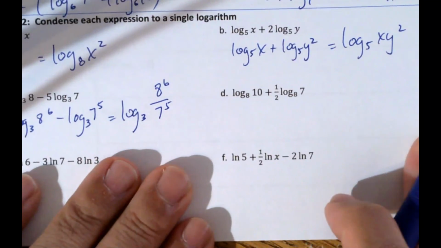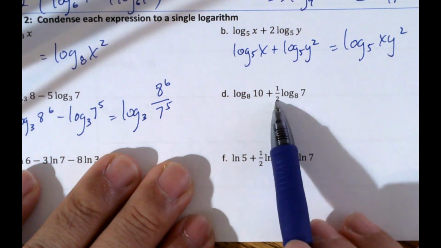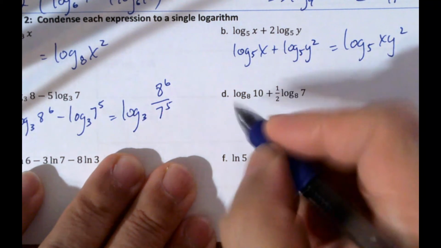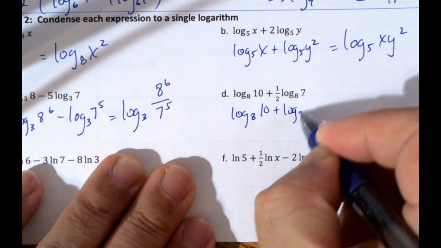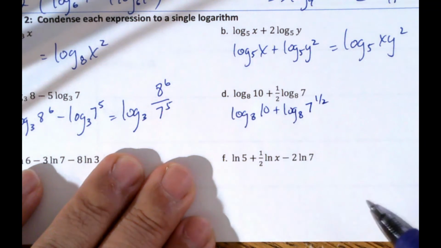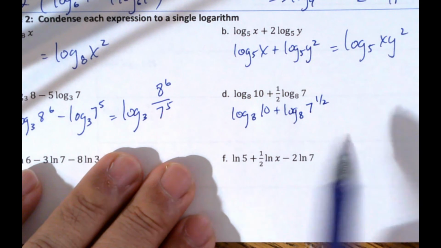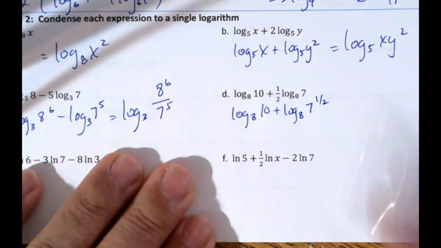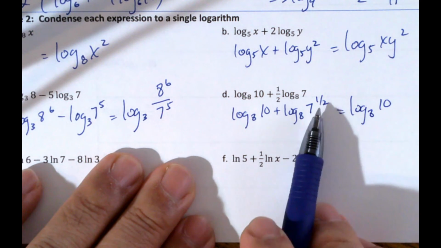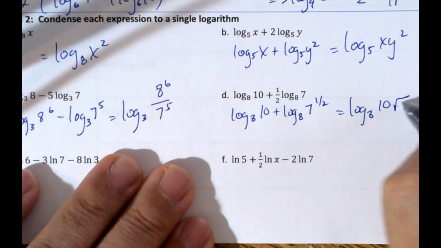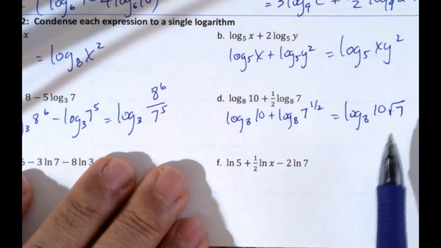That's it. D. All right, so here I have the 1/2. I'm going to move it as an exponent. So it's log base 8 of 10 plus log base 8 of 7 to the half. And you could just write that as a square root. And there's a plus sign, so that means you're going to write it as a product. So it's log base 8 of 10, and remember, 7 to the half is the same as square root of 7. And there's my final answer there.